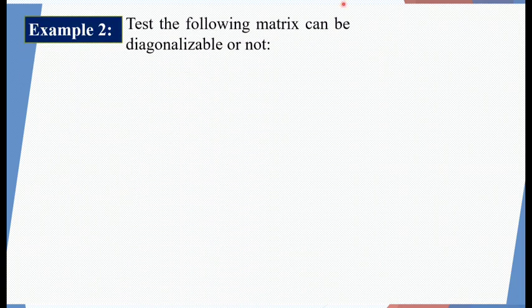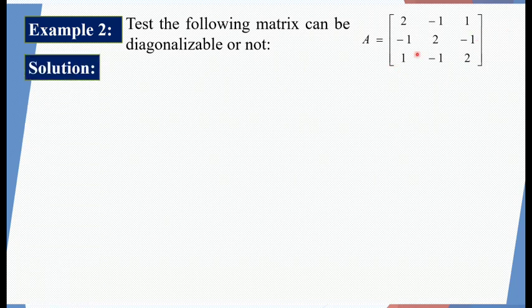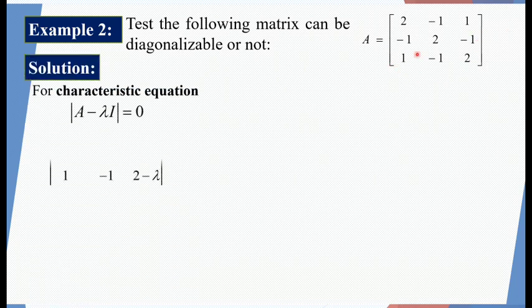Right. So example 2: test whether the following matrix can be diagonalizable or not. A equals 2 minus 1 1, minus 1 2 minus 1, 1 minus 1 2. So this is a symmetric matrix. So, solution: to solve it we have to find the characteristic equation, and for it, from the determinant of A minus lambda I equals 0, this condition.